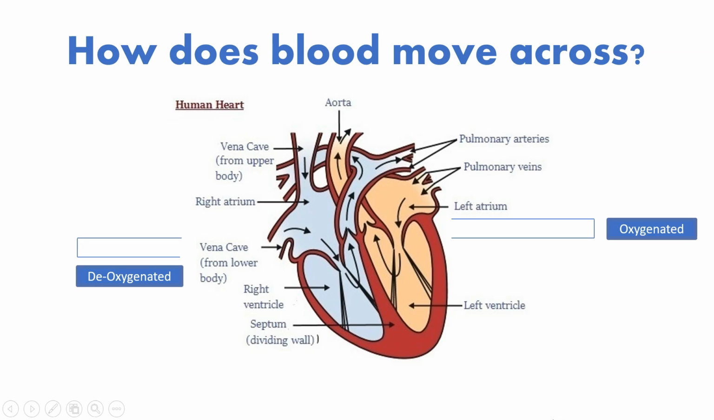So, we can divide the heart into 2 broad divisions. First, we have the left side of the heart and the right side of the heart. The left side of the heart only deals with blood that is rich in oxygen, and the right side of the heart deals with blood that is carbon dioxide rich, meaning that it's deoxygenated.